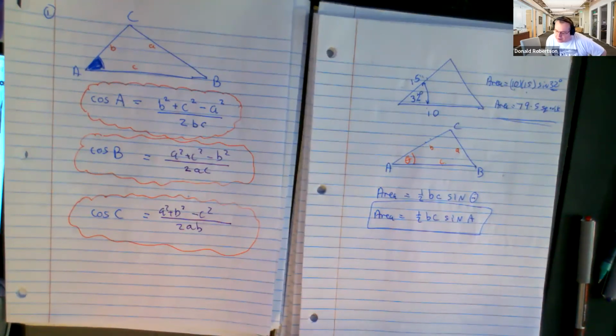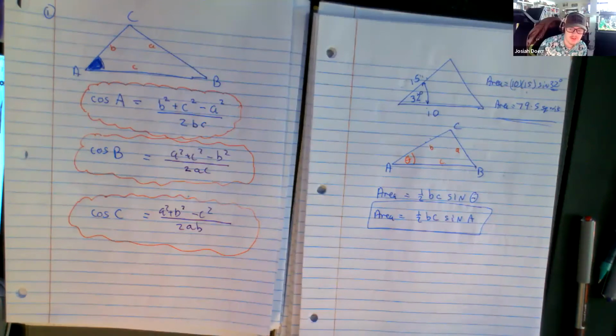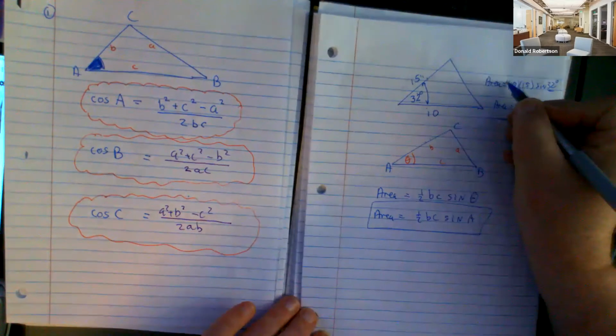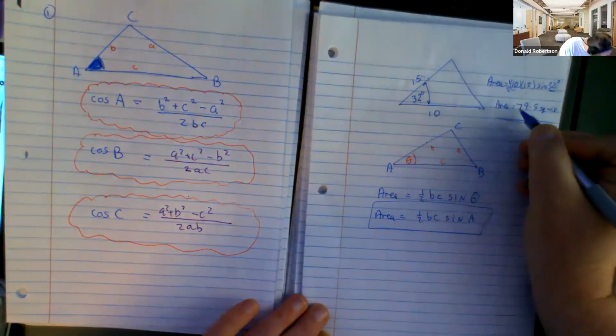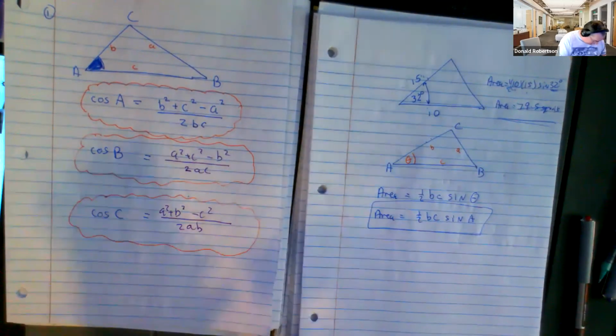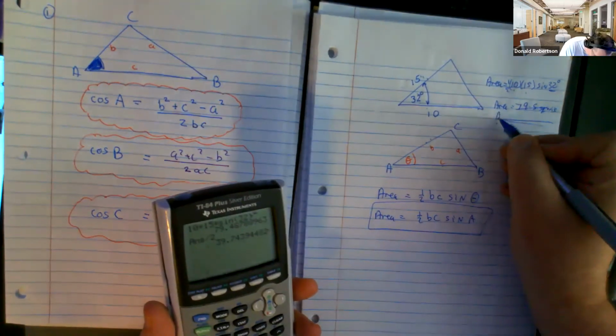Are we cool with that? Half AB sine C, half BC sine A. Where did the half go? Where did it go? Did you all catch that deliberate mistake? Did you all catch it?